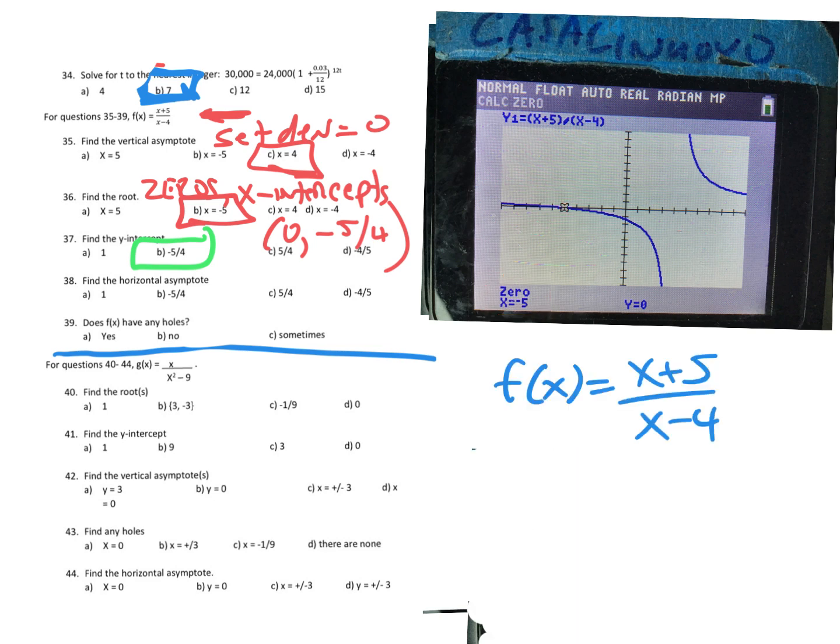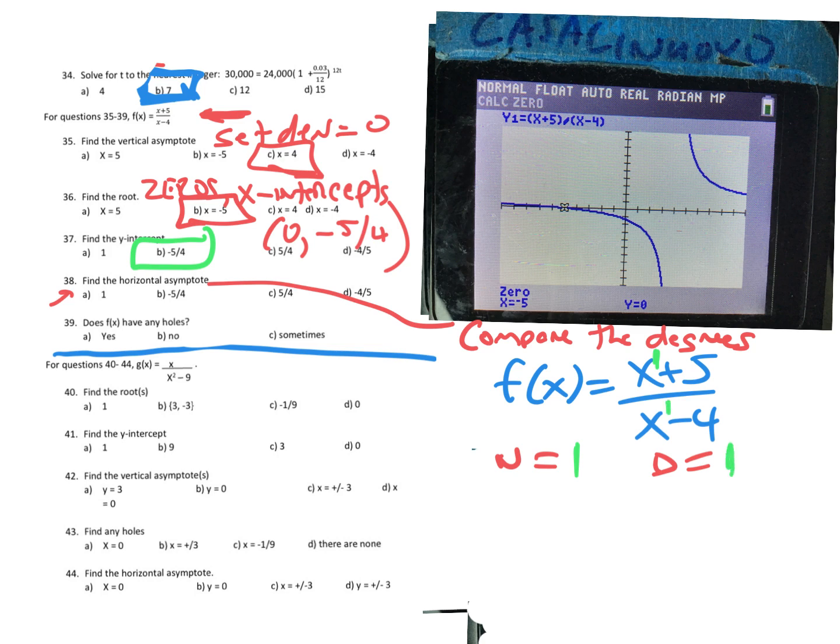For problem 38, we have to find the horizontal asymptote. And what we do to find horizontal asymptotes is we compare the degrees of the numerator and the denominator. We look at the highest exponent of our variable. And what I did in class is I called our numerator's degree n and our denominator's degree d. So here our n value, since our numerator is x to the first power, our numerator's degree is 1. Our d, the degree of the denominator, that's also going to be 1 because it's x to the 1.